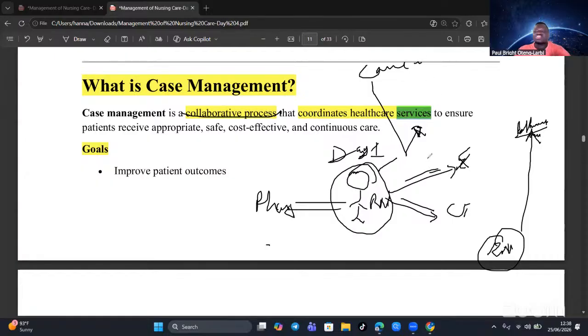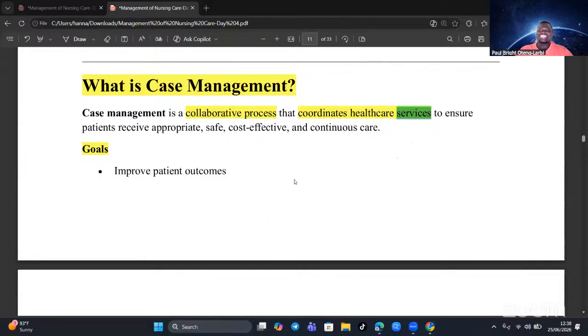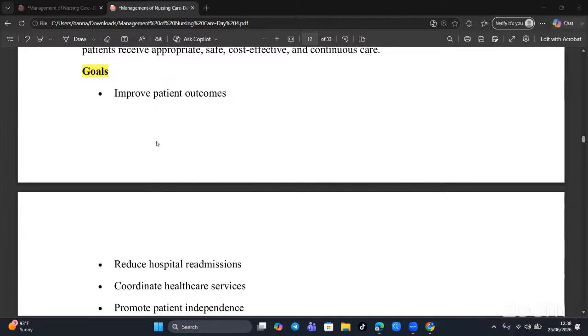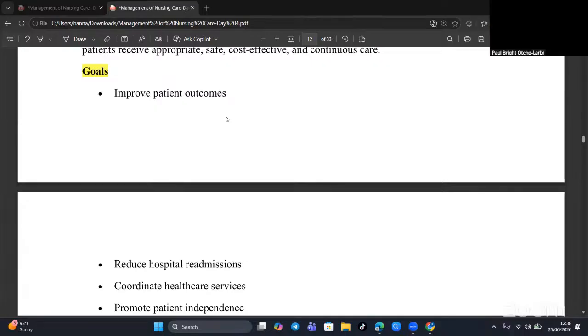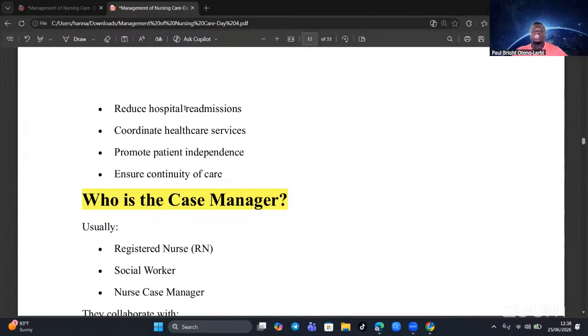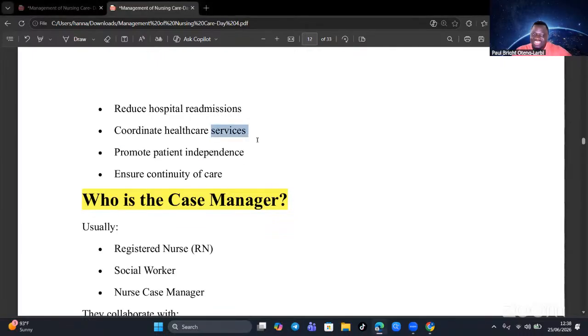A patient is having drug abuse, substance abuse. Let's take the patient to rehab. For the case manager, you work there. So your goal is to improve patient outcomes and reduce hospital readmission. If you allow the homeless patient to go back to being homeless, they will come back the next moment. Coordinate healthcare services, promote patient independence, and ensure continuity of care.